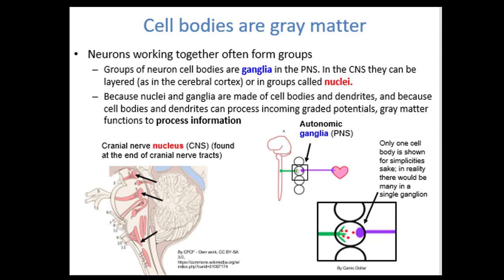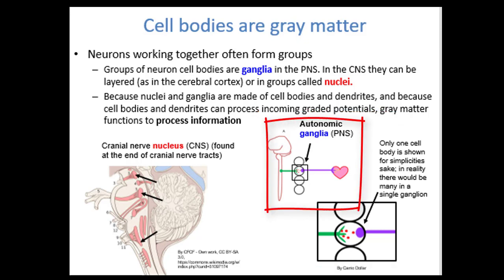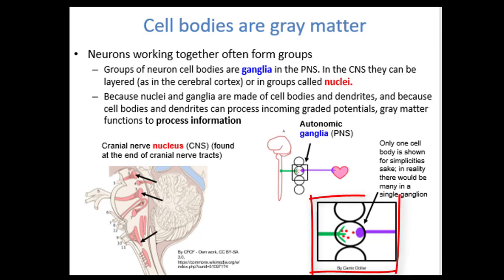Now let's take a look at an example of a ganglion. We're going to use the example of an autonomic ganglion. So don't forget, a ganglion is just a group of neuron cell bodies in the peripheral nervous system. Okay. So up towards the top of this picture here, we see a brain and a spinal cord and a heart and something weird in between, right? So that weird stuff in between is where we're going to concentrate. That's the autonomic ganglion. Okay, so notice that we're not in the central nervous system. We're outside the brain and spinal cord. So we're in the peripheral nervous system.